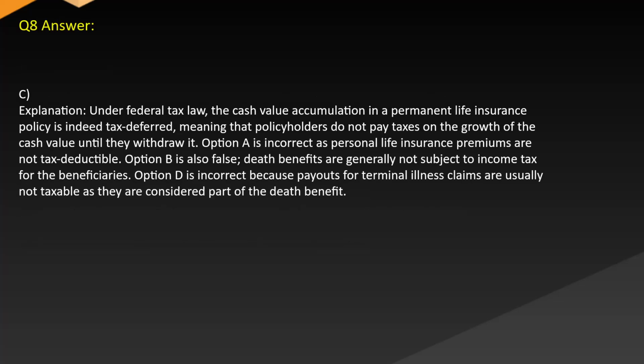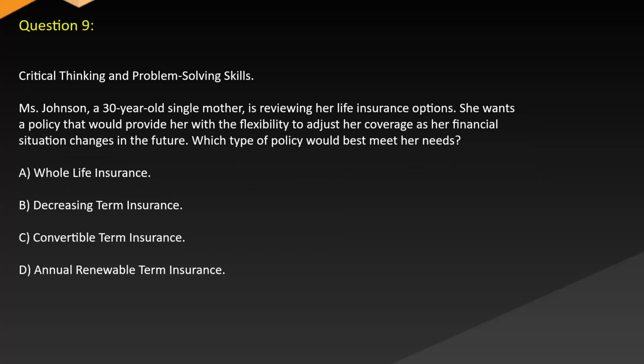Answer: C. Explanation. Under federal tax law, the cash value accumulation in a permanent life insurance policy is indeed tax deferred, meaning that policyholders do not pay taxes on the growth of the cash value until they withdraw it. Option A is incorrect as personal life insurance premiums are not tax deductible. Option B is also false. Death benefits are generally not subject to income tax for the beneficiaries. Option D is incorrect because payouts for terminal illness claims are usually not taxable as they are considered part of the death benefit.